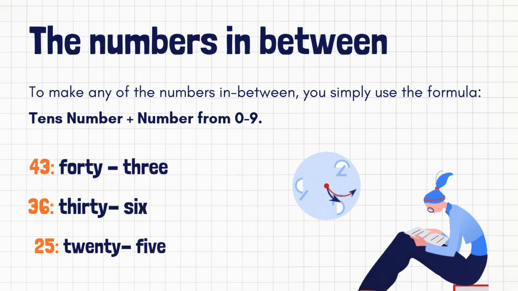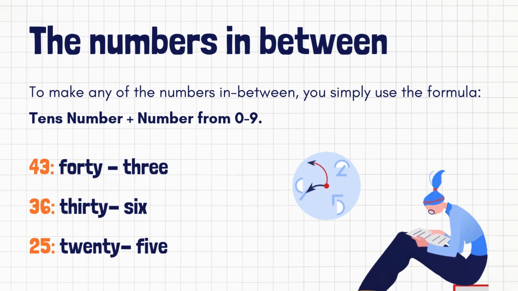The numbers in between. To make any of the numbers in between, you simply use the formula: tens number plus number from 0 to 9. 43, 36, 25.